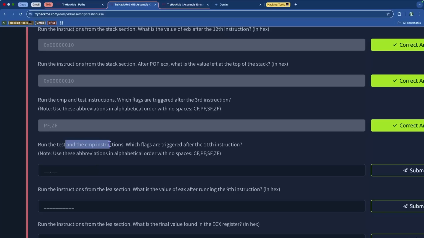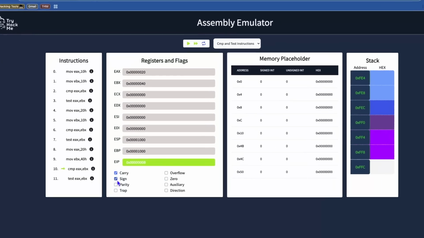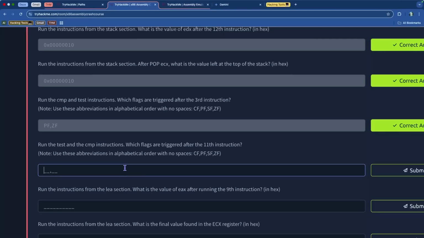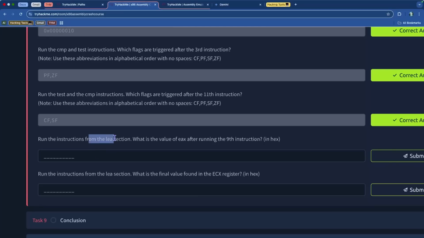Run the test and the CMP instructions. Which flags are triggered after the 11th instruction? So test and CMP, we're technically on number 3. So 4, 5, 6, 7, 8, 9, 10, and 11. It ends up giving us CF for carry and then SF for sign. So CF/SF.